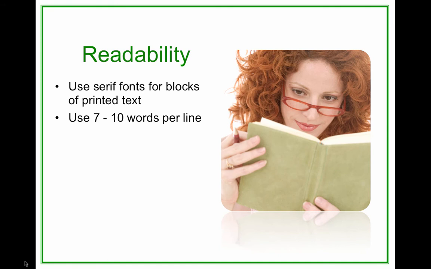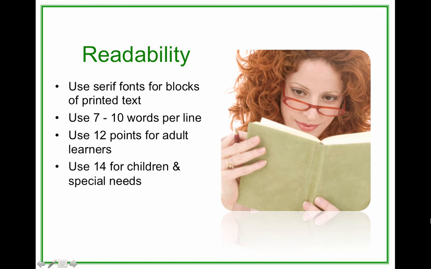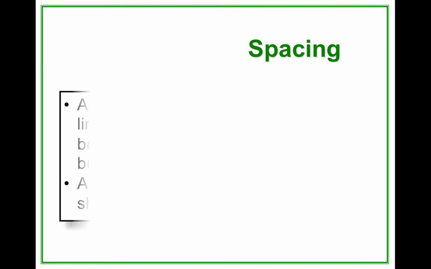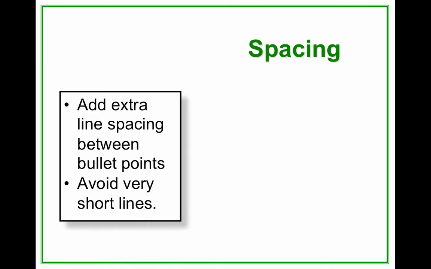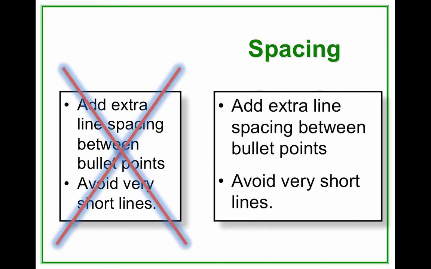That's because if your eyes have to travel too far across the page, they have to return an equal distance. Use 12 points at least for adult learners. Use 14 points for children or people with special needs, such as older adults who might need help with reading. Add extra line spacing between bullet points and avoid very short lines. There, this is better.